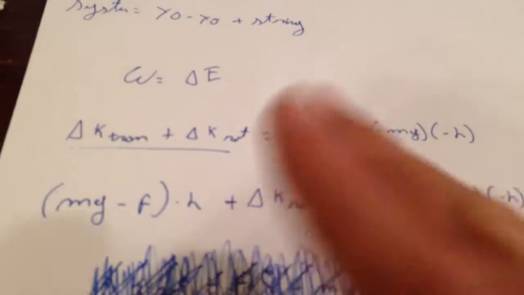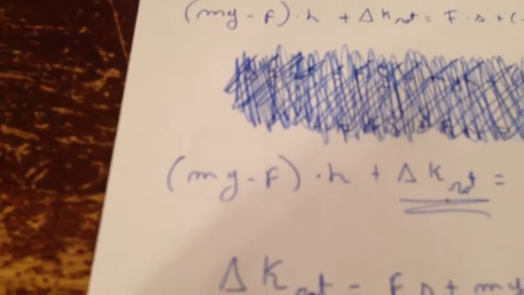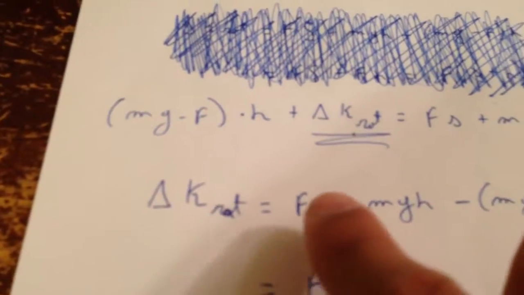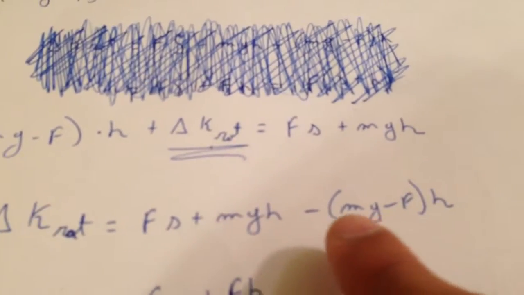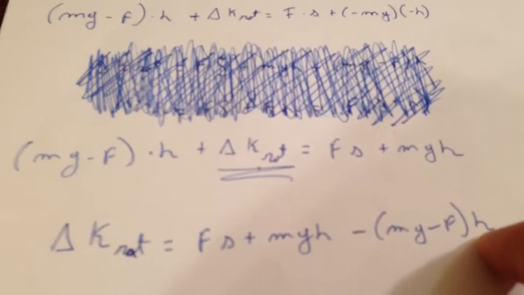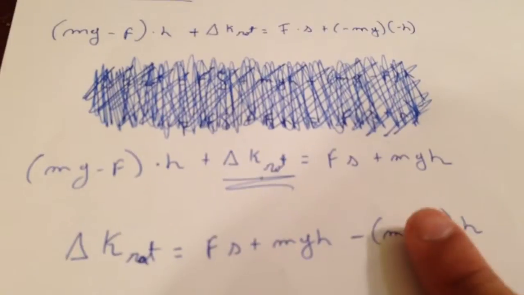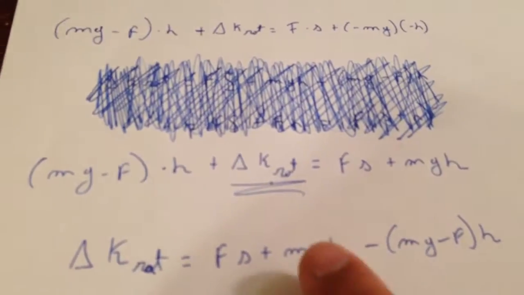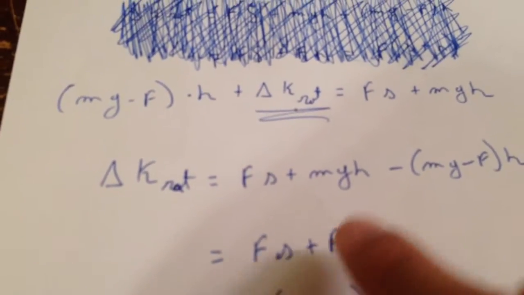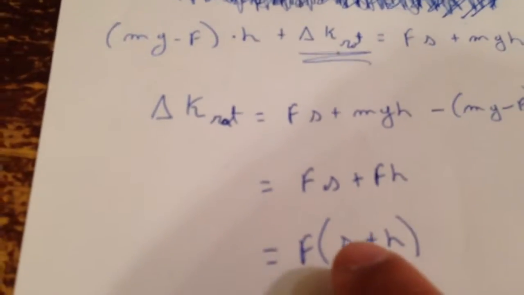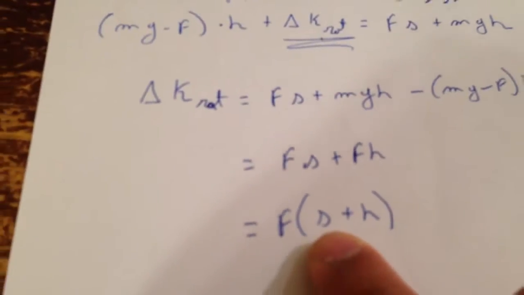And I'm trying to find this, so I'm moving this to this side, so I have K rot equals Fs plus mgh minus (mg minus F) times h. And if I distribute the h out, this is equal to this, so this will cancel. So Fs plus Fh, if I pull the F out, I will have F times (s plus h), and this will be the change of rotational energy of the yo-yo.